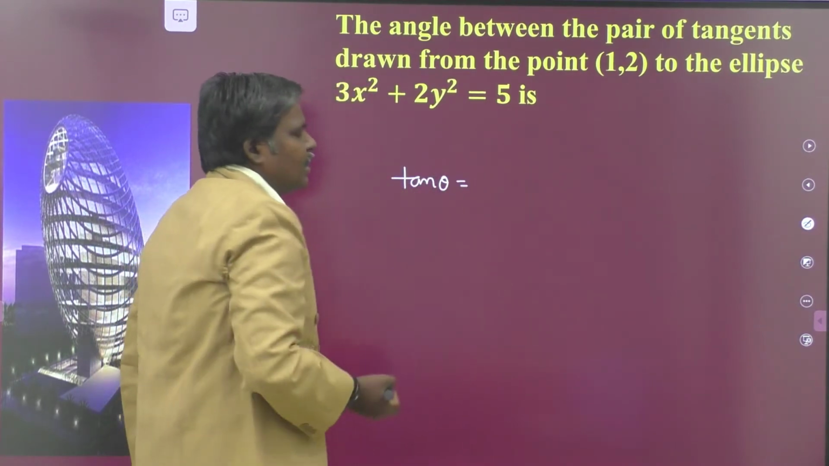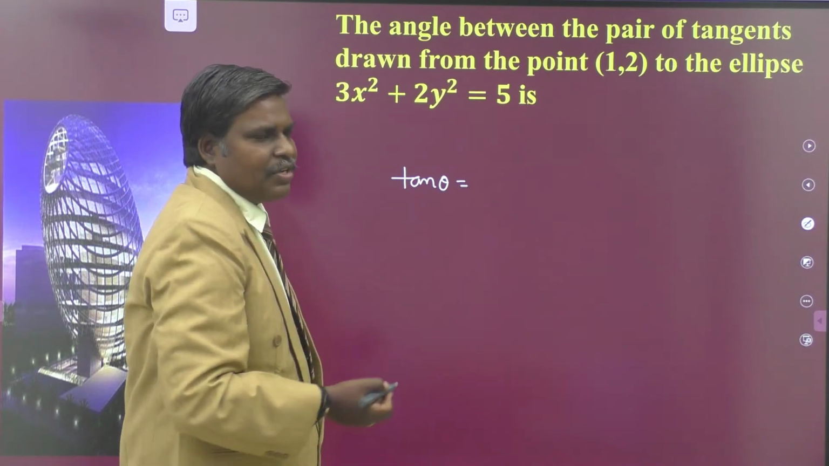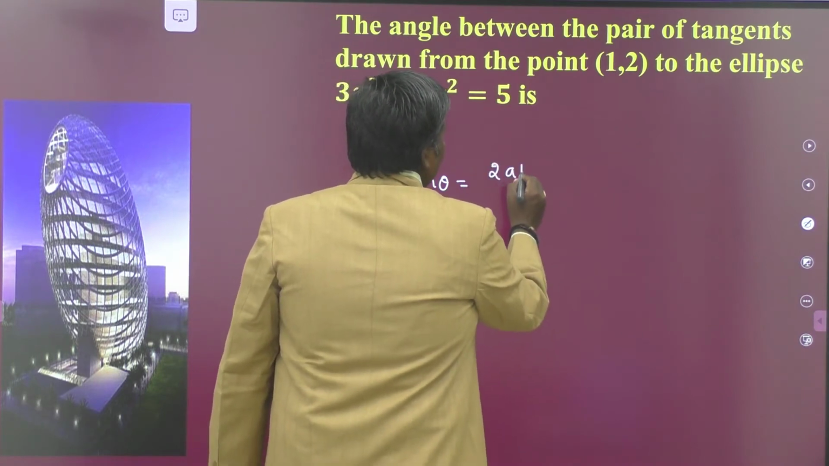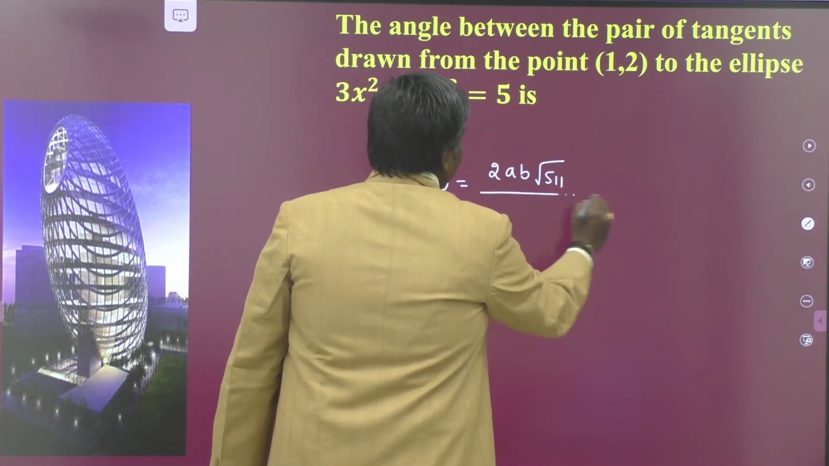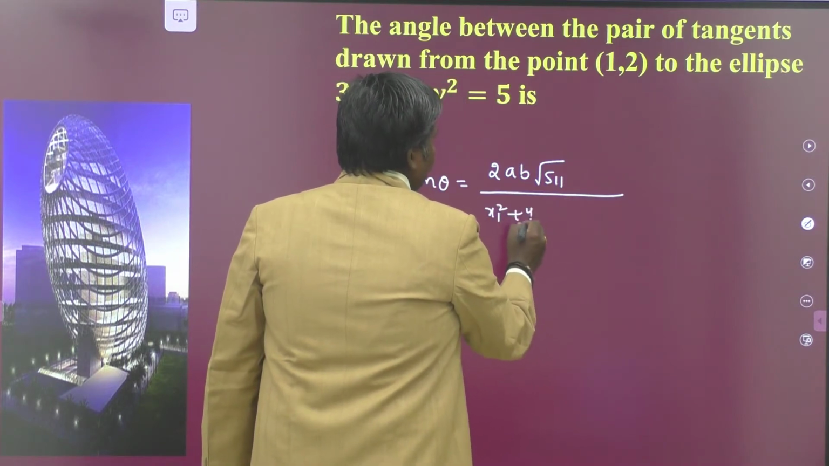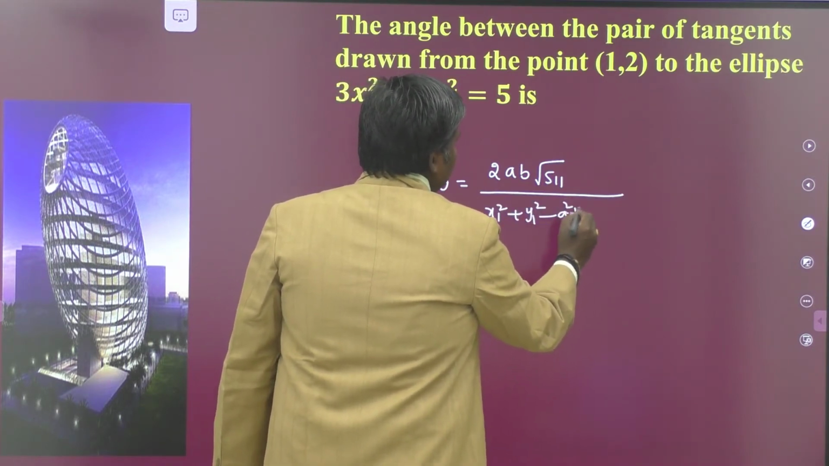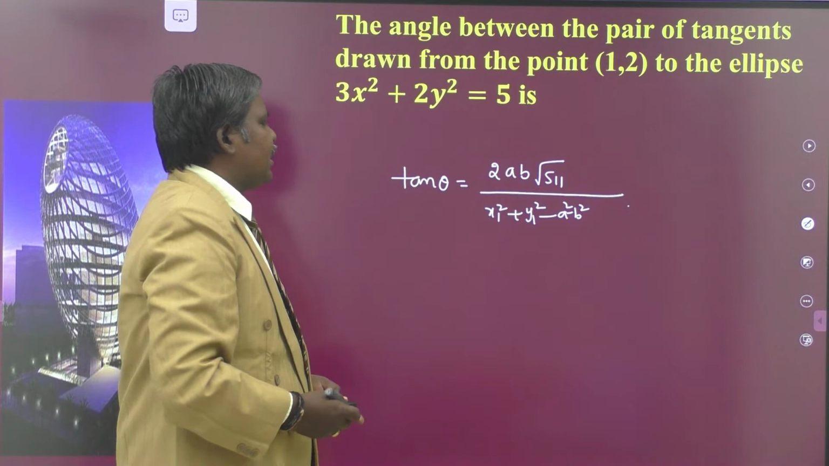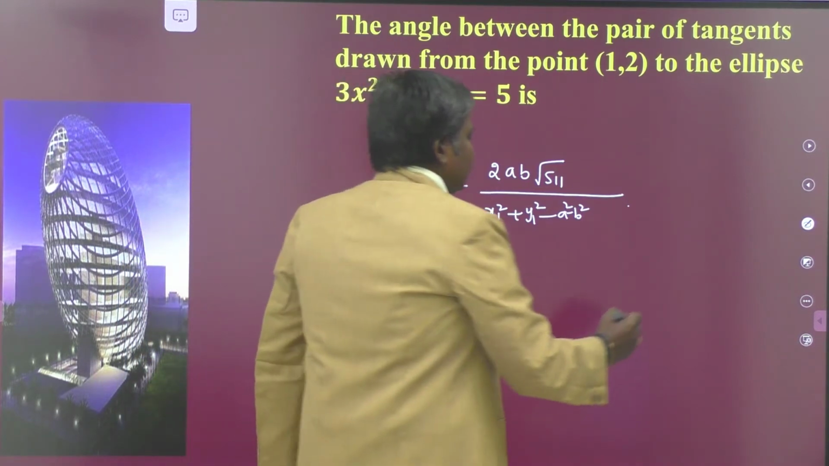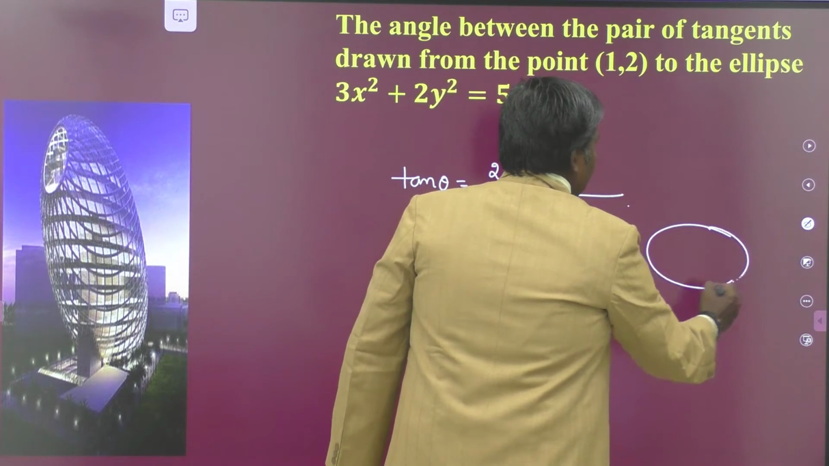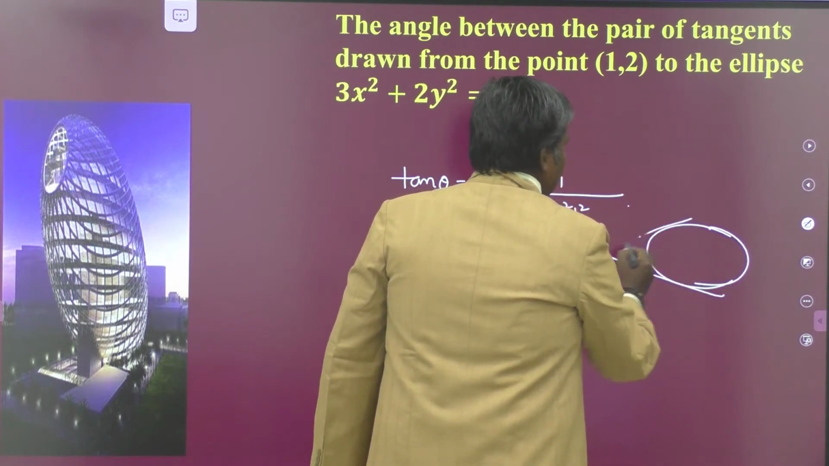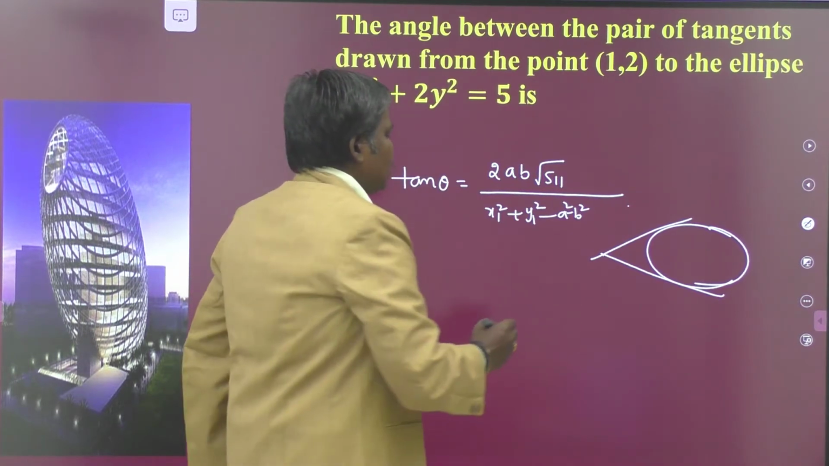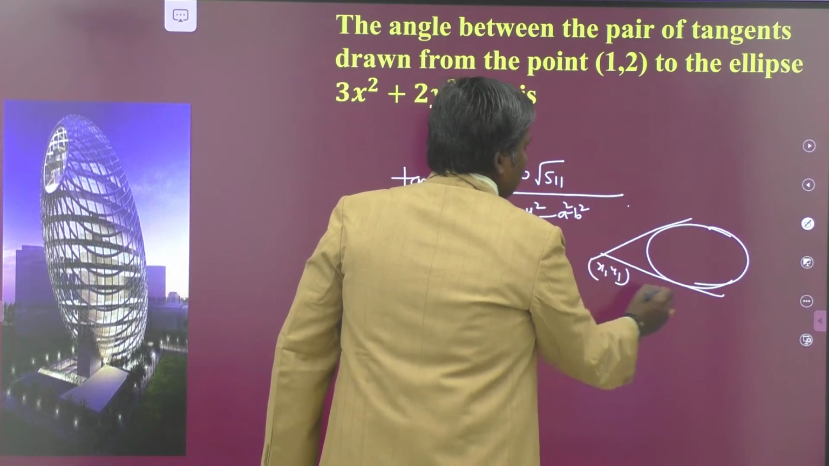where theta is the angle between the pair of tangents drawn from the point x1 y1 to your ellipse S equal to 0, is obtained by tan theta equals 2ab root S11 by x1 square plus y1 square minus a square minus b square. This is your formula. Without finding the slopes, you can write directly the angle between the tangents drawn from an external point to your ellipse. But your ellipse must and should be in the standard form, that is x square by a square plus y square by b square minus 1 form. So this is your point x1 comma y1. This is your ellipse, S is equal to 0.